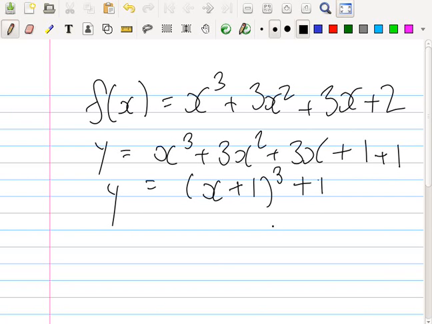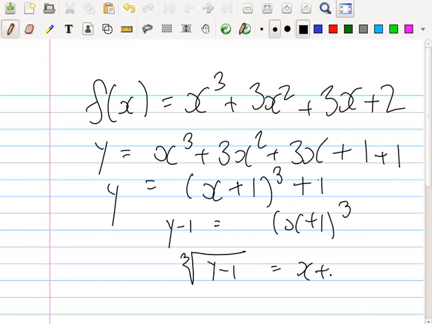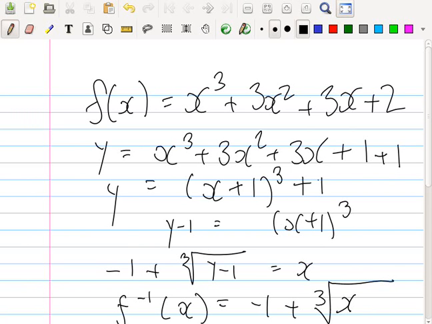Now that I have it like this, it probably is clearer what to do. So now you have y minus 1 equals x plus 1 cubed. So the cube root of y minus 1 equals x plus 1. So then minus 1 plus that is equal to x. And there you go. You've got your inverse function. The inverse of x is equal to minus 1 plus the cube root of x minus 1.